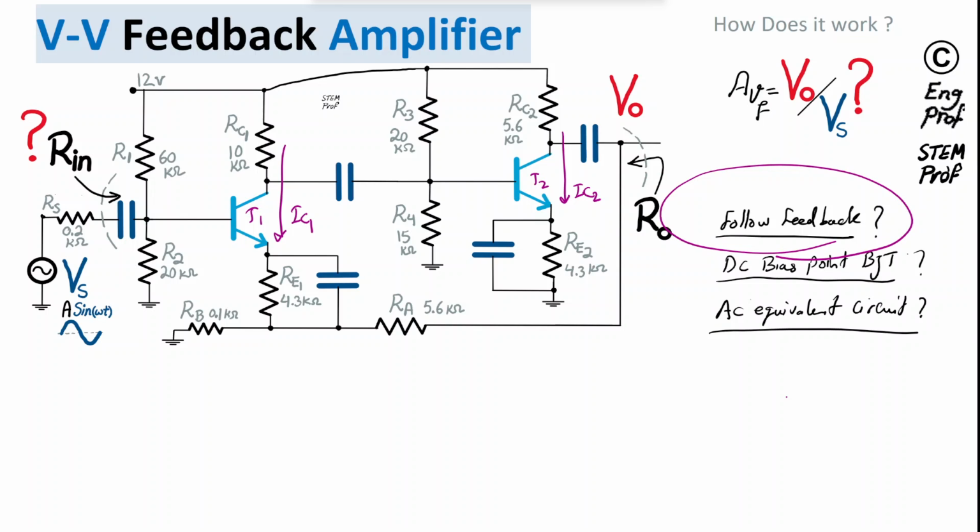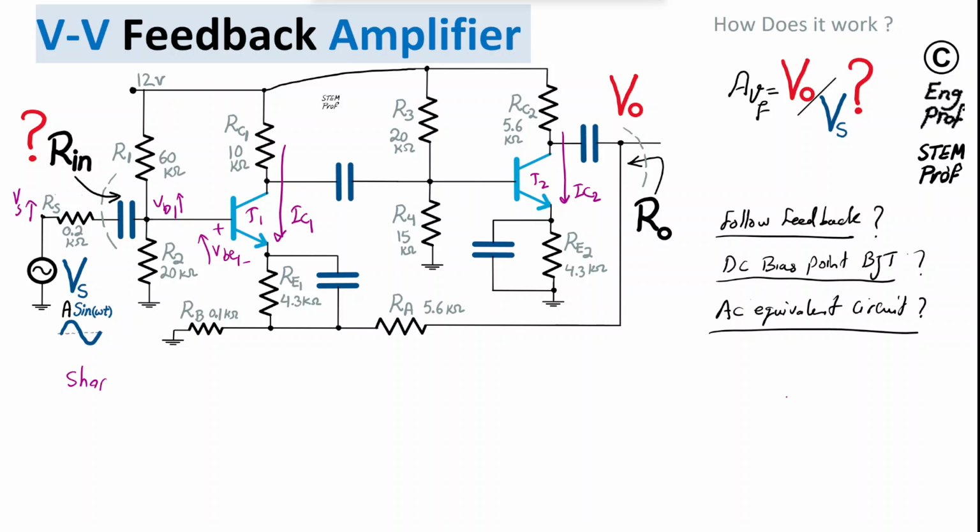Look at the input. Let's say Vs is increasing. Basically, this node is increasing. This is a decoupling cap, so it's a short at the frequency of interest. Therefore, if this node is increasing voltage-wise, the voltage of the base of transistor 1 is increasing as well. That means the base-emitter voltage of this transistor 1 is also increasing.